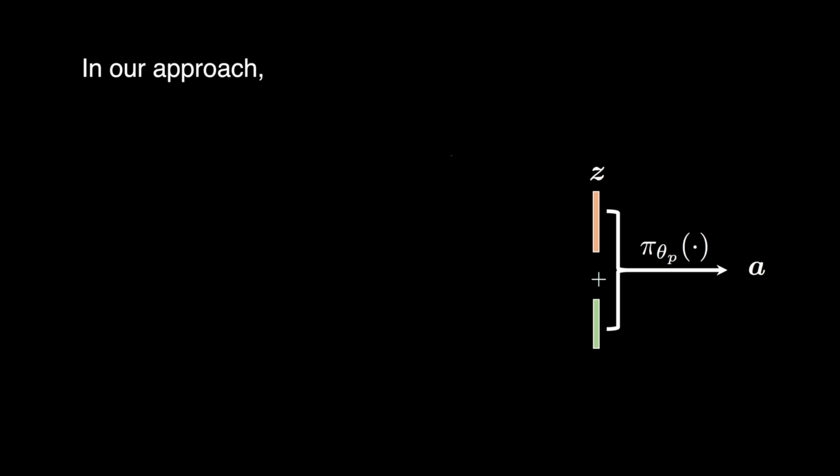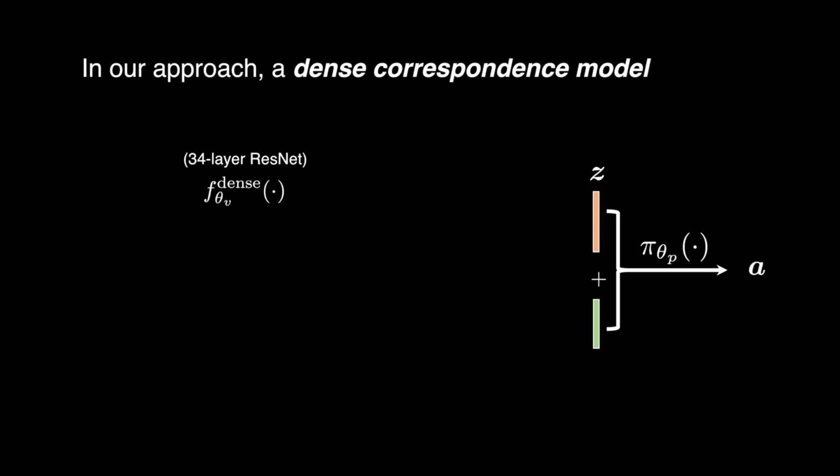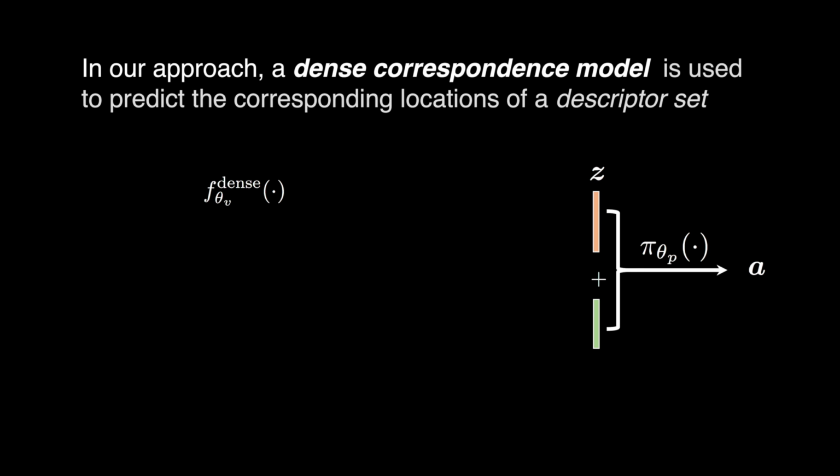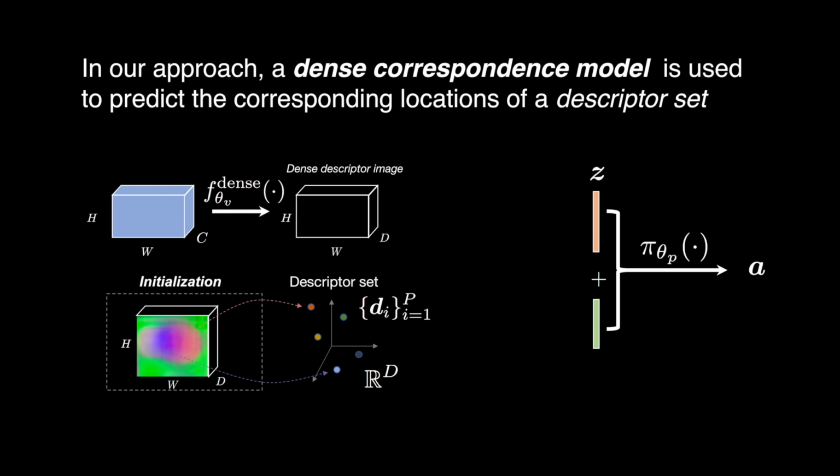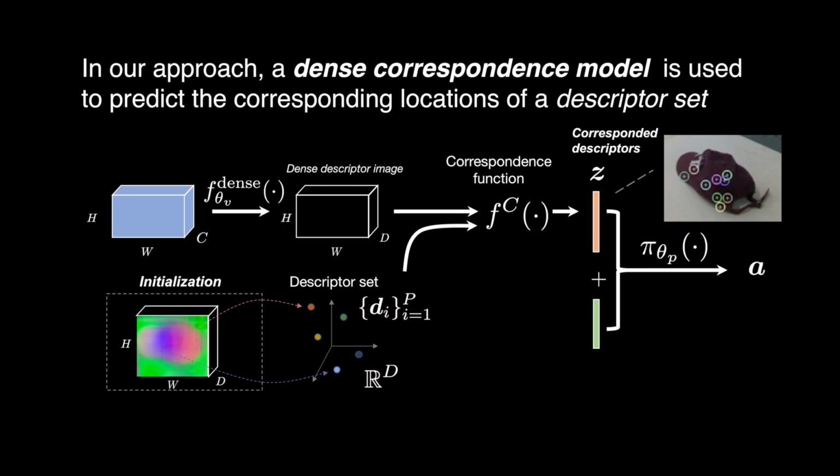In our approach, we use a model trained on dense correspondence, in our case a 34-layer convolutional network, and use it to find corresponding locations of a descriptor set, which means we send images through the correspondence model and then compare with a set of descriptors to find their predicted image space or 3D space locations and use these locations as input to the policy.